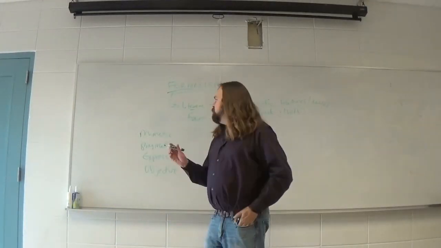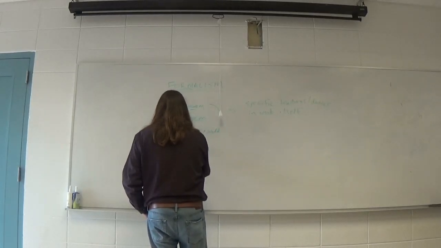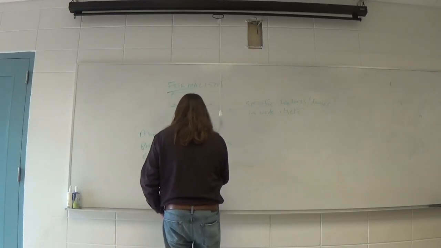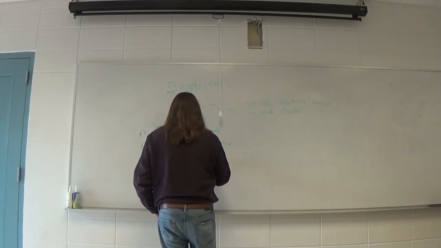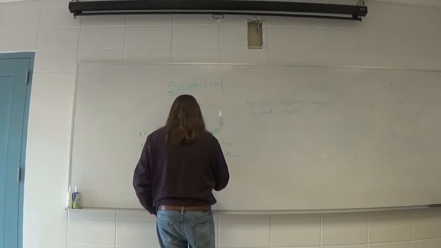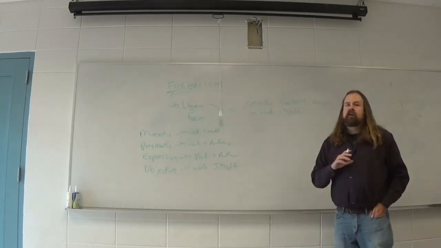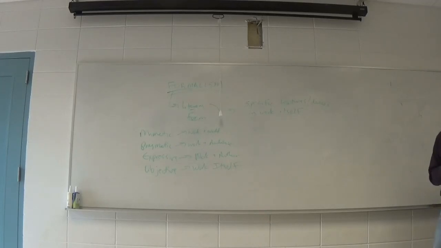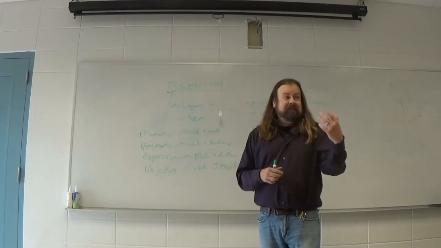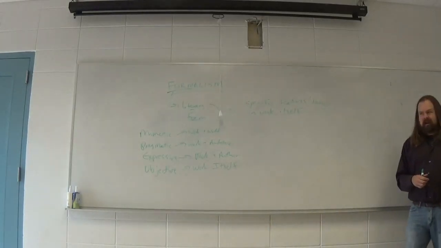Mimetic is work in the world. Yes, good. Pragmatic is the way the work affects an audience. Good. Expressive is work in the author. Yes. And objective is only with work itself. Good. Now, if I keep asking you to review something like that in class, what does that probably mean? Gonna be on the exam. So keep thinking about this, keep reinforcing this, right?